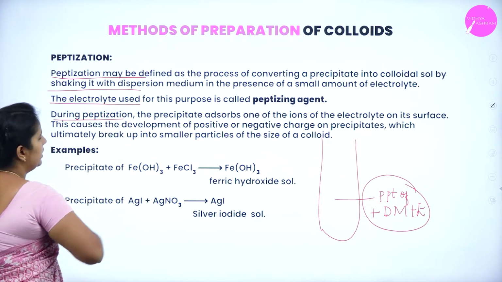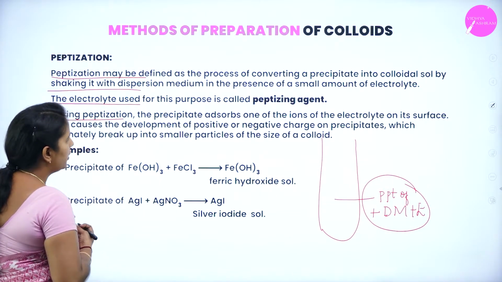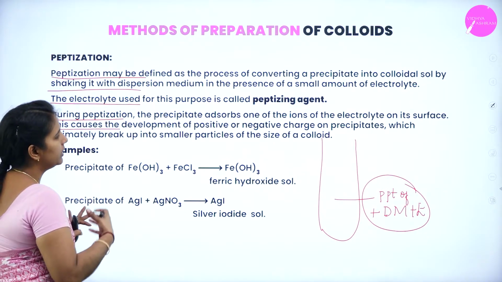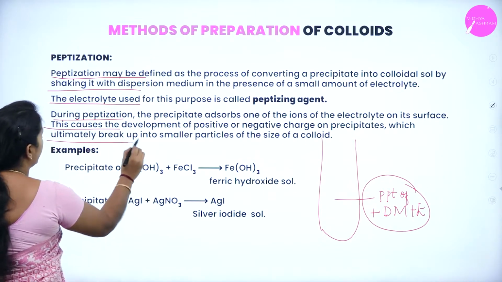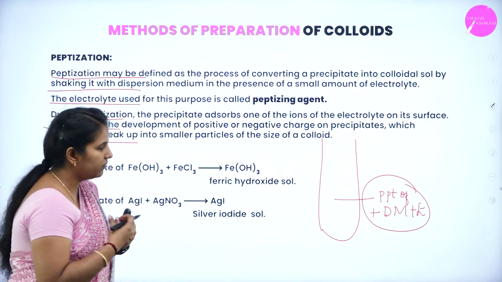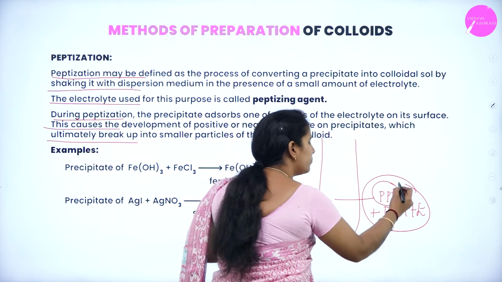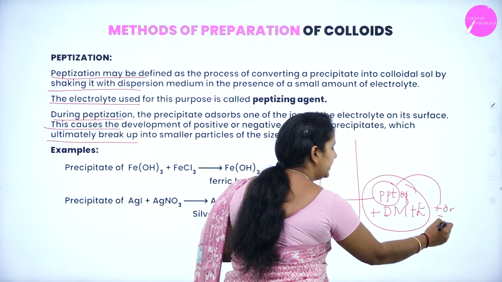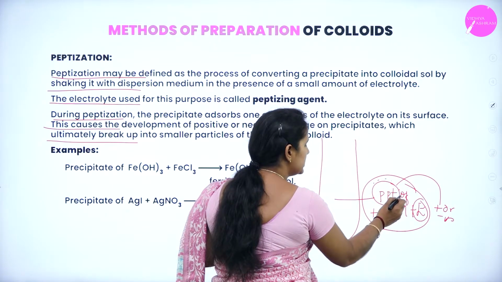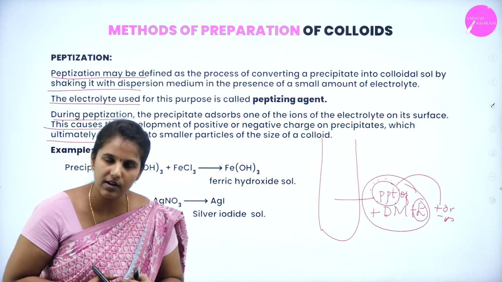During peptization, the precipitate absorbs one of the ions from the electrolyte on its surface, and this causes the development of a positive or negative charge on the precipitate, which ultimately breaks up into smaller particles of colloidal size. So the process is like this: our precipitate receives the positive or negative ions from the electrolyte. Once it receives them, they begin to deposit on the precipitate. Later, it breaks down to give a colloidal solution.